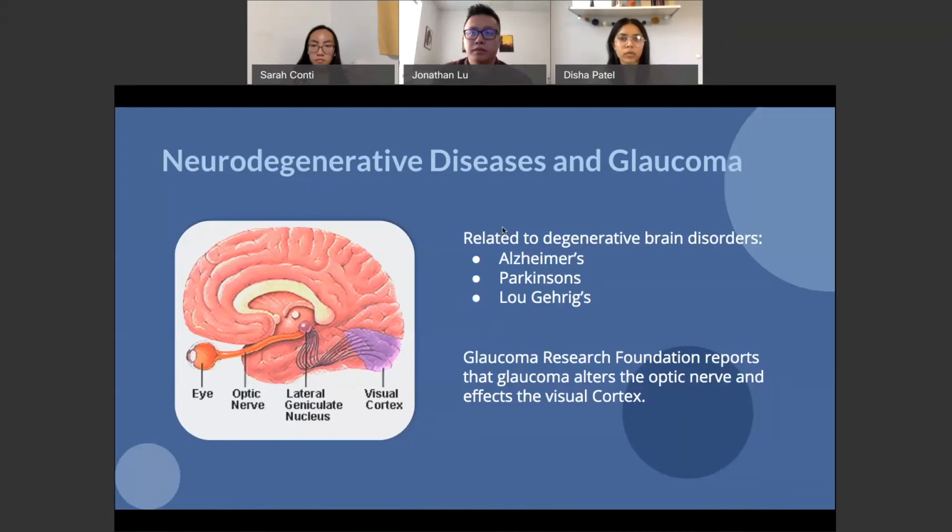Sources from the Glaucoma Research Foundation report that glaucoma alters the optic nerve and essentially affects the visual cortex, the portion of the brain that allows us to interpret visual input. As illustrated in the image to the left, the optic nerve and visual cortex are intertwined with the inner workings of the brain. As a result of this relationship, there may be opportunities to develop treatments directed at the retina, optic nerve, and the brain.